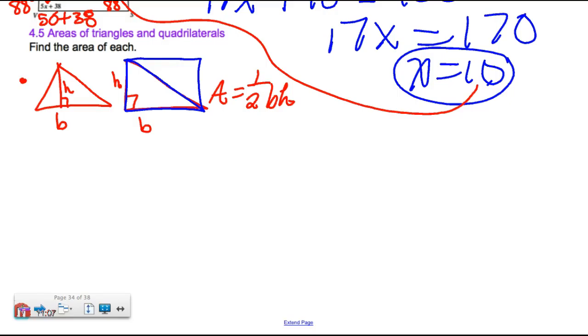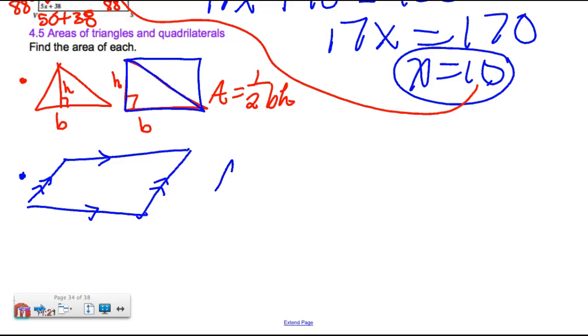So for a triangle, the area is 1/2 the base times the height. For a parallelogram, the area is just equal to the base times the height. But you have to be careful, because if this is the base, the height has to be perpendicular to the base. So sometimes they'll drop it right here and call this the H.